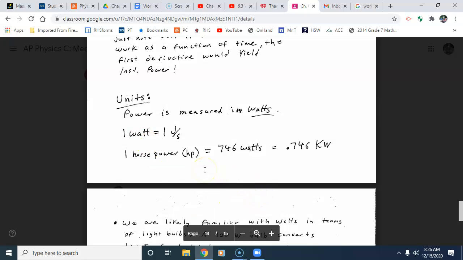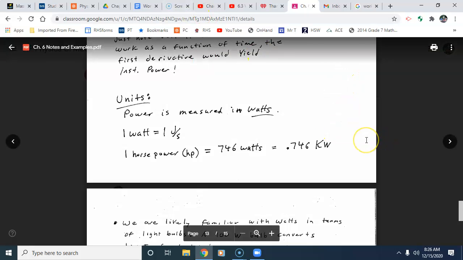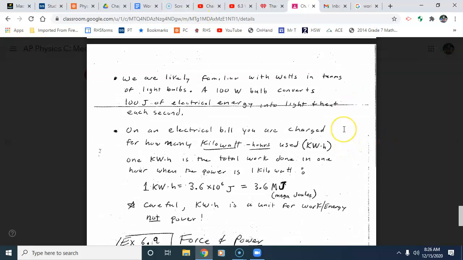And just FYI, 1 horsepower is the equivalent of 746 watts. Or sometimes we use kilowatts, 0.746 kilowatts. All right. Just because some students asked this question in the past, I'll go over this quick thing. Some kind of confusing unit.